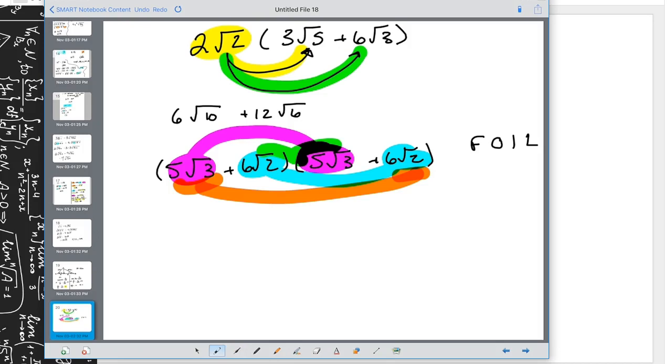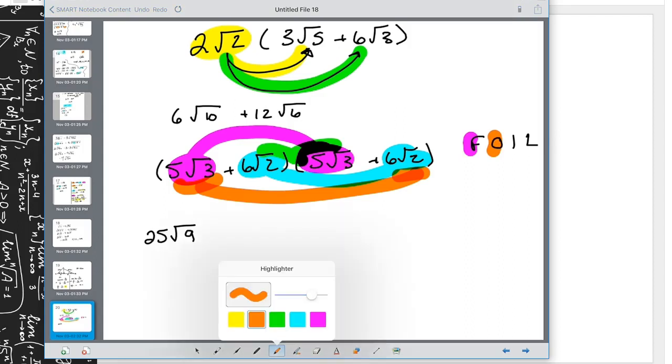Alright, so first terms. 5 root 3 times 5 root 3. Multiply those coefficients. 25 root, and then multiply those radicands. 3 times 3 is 9. Now let's do our outside ones. I told you that wrong, sorry. First is the pink. Outside is orange. Inside is green. And last is blue. Sorry about that. Okay. So that was our first.